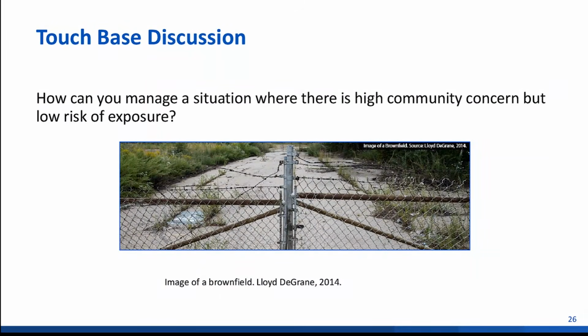Fencing off a site is one way you can manage a situation where there's high community concern, but low risk of exposure. One of the fastest, quickest things you can do is fence the site, lock the site, and make sure people can't climb in or break a lock. Even with these precautions, you might still get the occasional trespasser. The environmental health professionals on your development team can assess this type of exposure to see if it's a concern. Now I will transition to respectful communication.